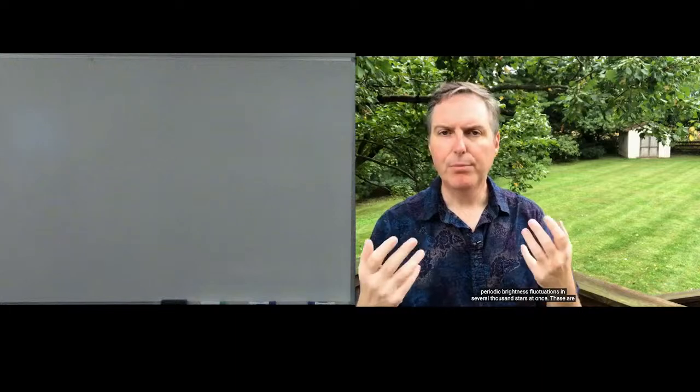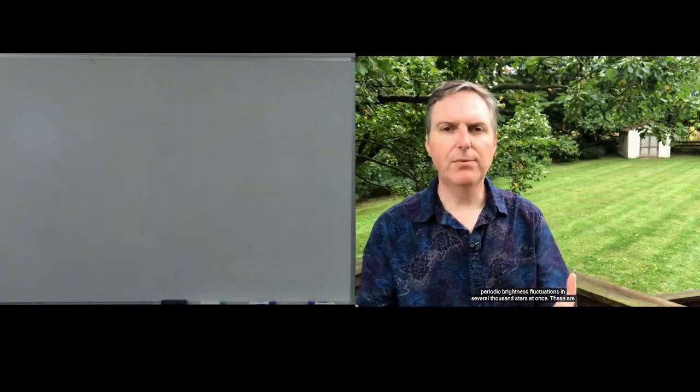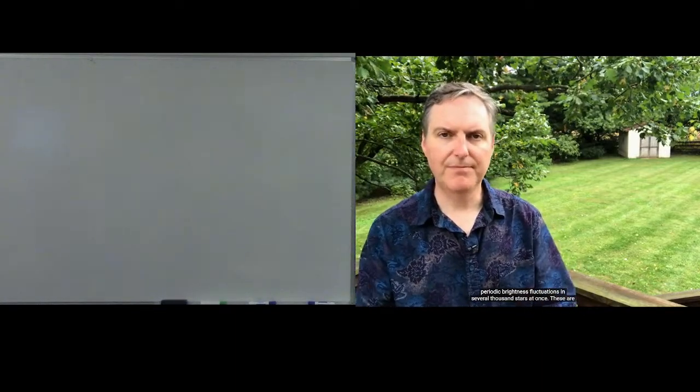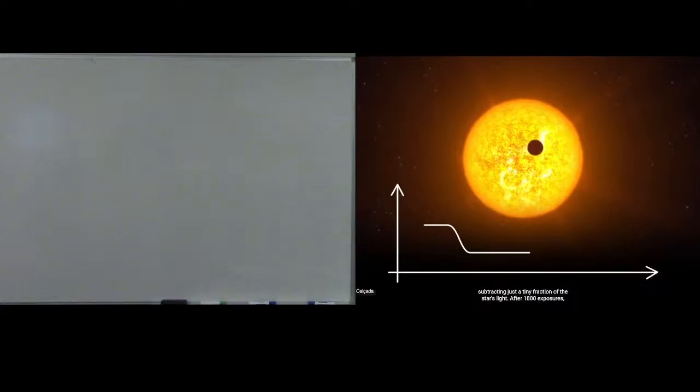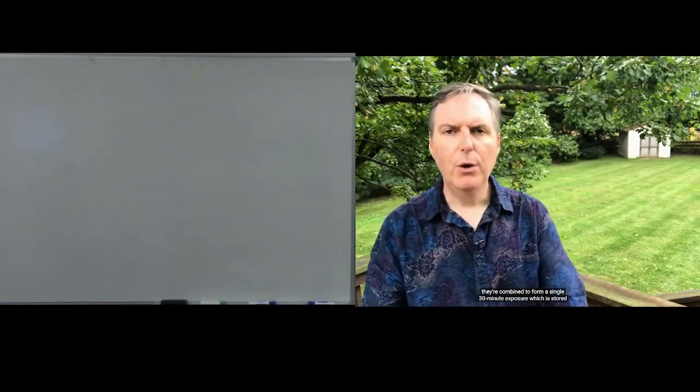60 exposures are combined to form a single 2-minute exposure, which then gets automatically scanned for the periodic brightness fluctuations in several thousand stars at once. These are the telltale signals of a planet transiting across its host star, subtracting just a tiny fraction of the star's light. After 1,800 exposures, they're combined to form a single 30-minute exposure, which is stored on board the spacecraft along with the rest of the star monitoring data.